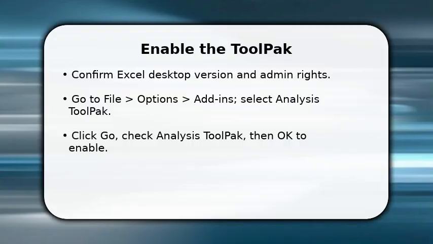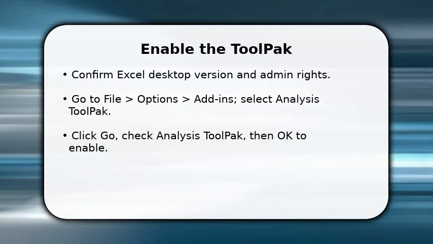You start by verifying Excel is the desktop app and you have permission to change add-ins. Once confirmed, open File, choose Options, then Add-ins. This is where Excel hides extra features.